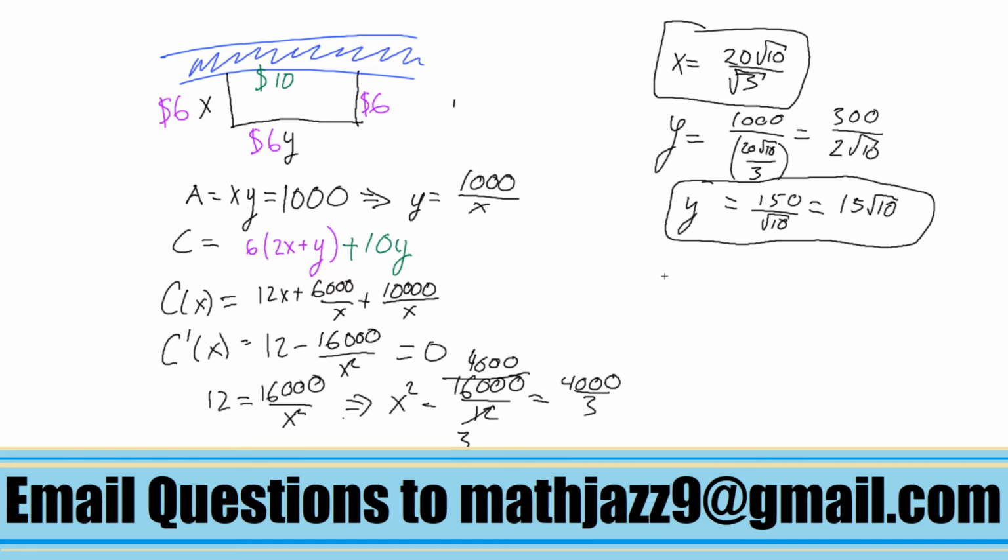I'm going to do the second derivative test because I don't think that this derivative will be very hard to take. So C double prime of x is equal to, well, derivative of 12 is 0. Derivative of negative 16,000 over x squared is going to be positive 32,000 over x cubed. Hey, look, this is a positive number. When I plug in a positive number here, I get a positive number. So this second derivative is, in fact, positive. Positive second derivative means minimum.